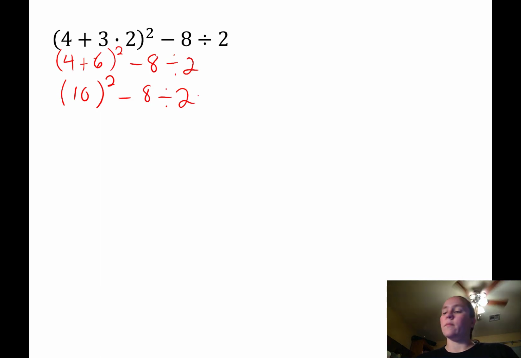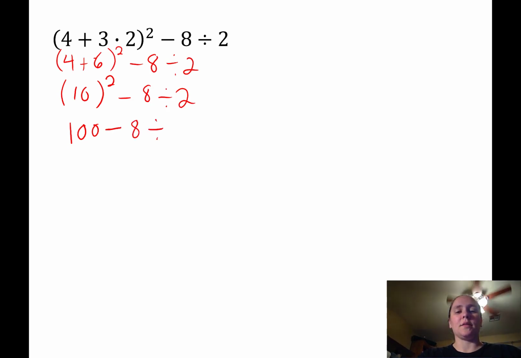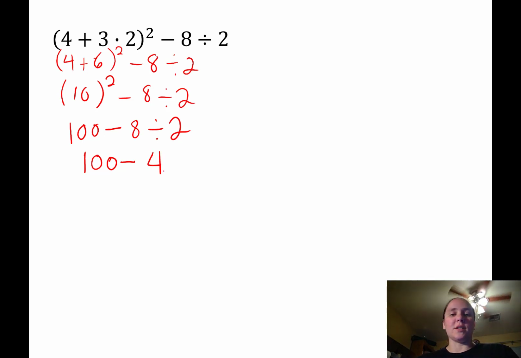Okay. Now from here, I've taken care of the grouping symbols because there's nothing left to simplify inside my parentheses. It's a single number. So now I need to do my exponents. I do have an exponent. 10 squared gives me 100. I still have minus 8 divided by 2. Now I need to do multiplication or division. I do have division, so I'm going to do the 8 divided by 2 first. So I get 100 minus, well, 8 divided by 2 is 4. So now all I have is 100 minus 4, which gives me 96.